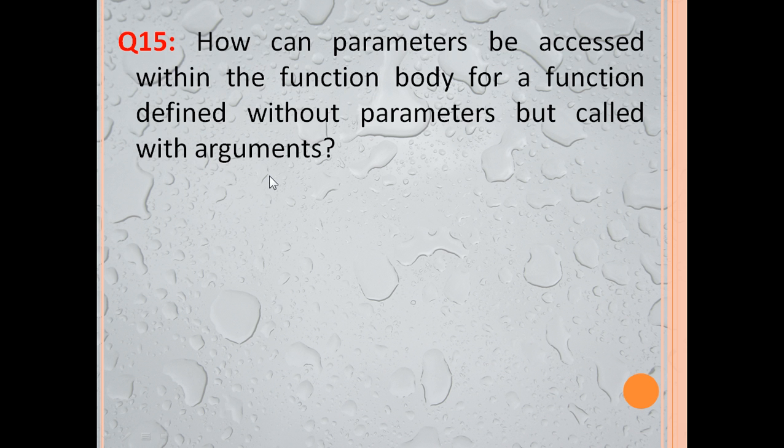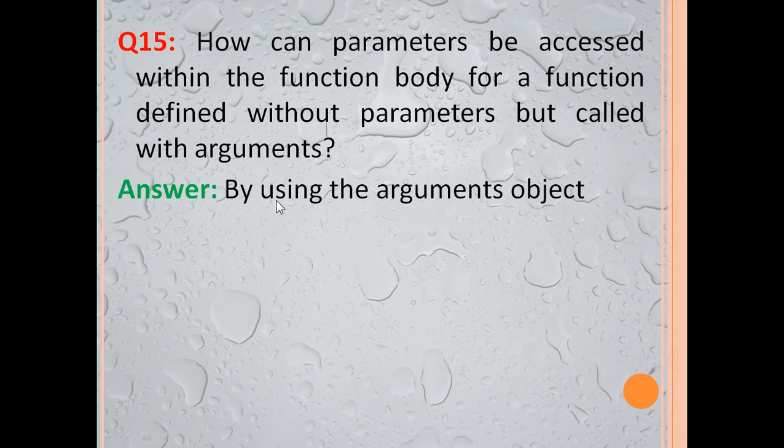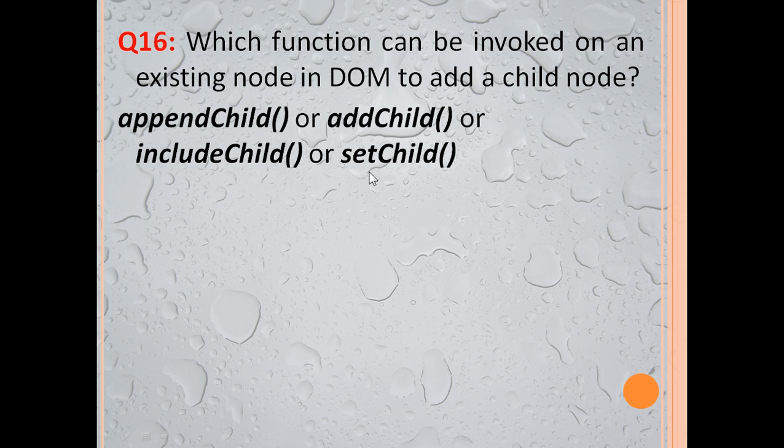How can parameters be accessed within the function body for a function defined without parameters but called with arguments? By using the arguments object. Now, arguments is an object that contains each parameter passed in the function call. Which function can be invoked on an existing node in the DOM to add a child node? appendChild, addChild, includeChild, or setChild? The answer is appendChild.